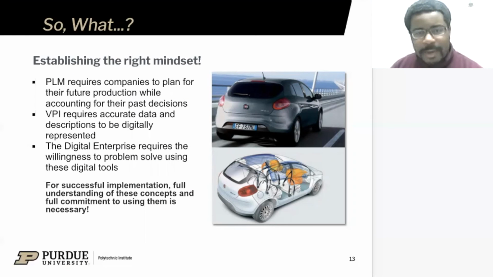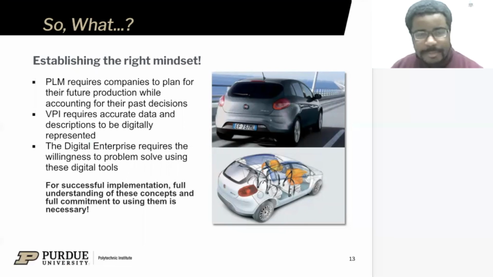PLM requires companies to plan for their future production while accounting for their past decisions. VPI requires accurate data and descriptions to be digitally represented. The digital enterprise itself requires the willingness to problem solve using these digital tools. For successful implementation, full understanding of these concepts and full commitment to using them is necessary.